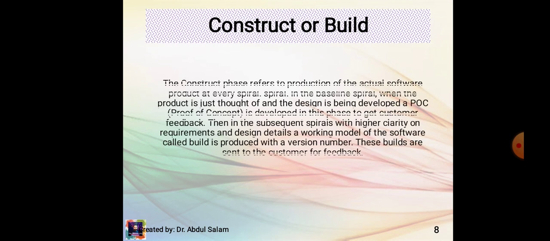The next one is construct or build. The construct phase refers to production of the actual software product at every spiral. In the baseline spiral, when the product is just thought of and the design is being developed, a POC, proof of concept, is developed in this phase to get customer feedback. Then in the subsequent spirals, with higher clarity on requirements and design details, a working model of the software called build is produced with a version number. These builds are sent to the customer for feedback.